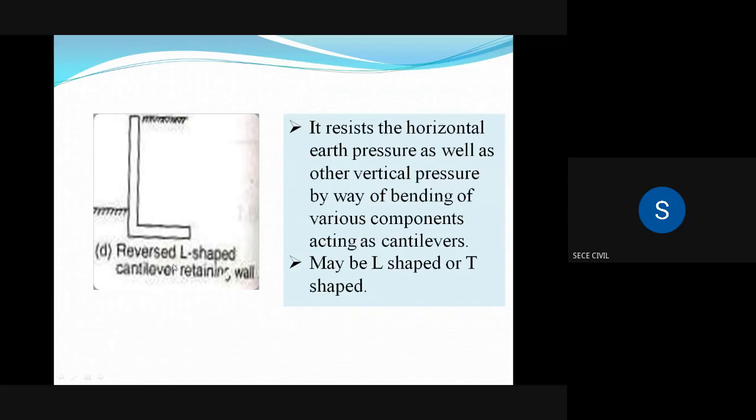This one is a reversed L-shaped cantilever retaining wall. It resists the horizontal earth pressure as well. So there is an L-shaped retaining wall and a reversed L-shaped retaining wall. The reversed L-shaped retaining wall resists the horizontal earth pressure as well as other vertical pressure by way of bending of various components acting as a cantilever, maybe L-shaped or T-shaped. One more audio video file; we'll see this video file.